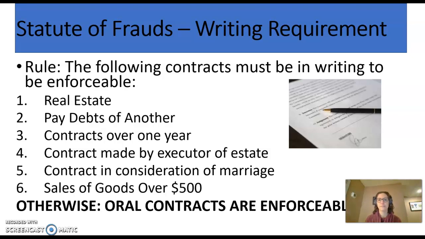Sorry, got interrupted there. What I was talking about was the concept, this whole concept in this chapter, in this unit, is to talk about what makes an agreement enforceable.